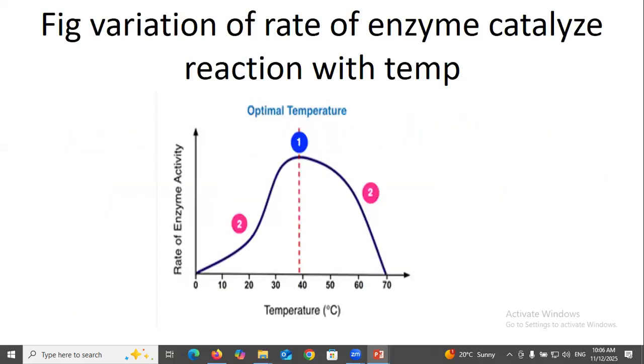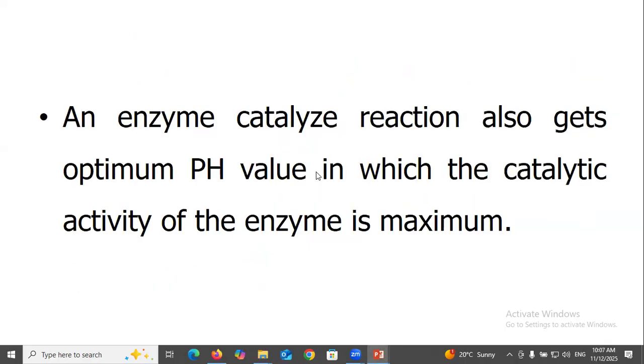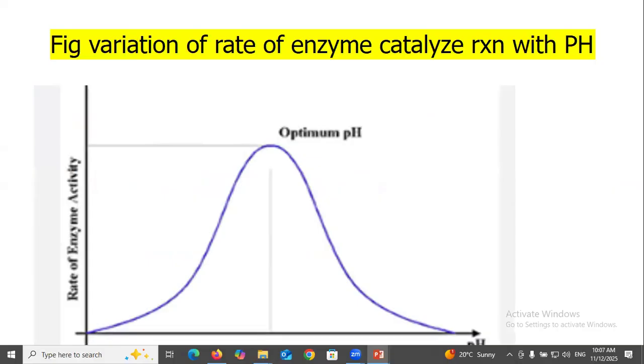The figure shows the variation of rate of enzyme catalyzed reaction with temperature. This point is the optimum point in this reaction. 40 degrees Celsius is the optimum temperature, and the catalytic activity of the enzyme increases up to it and is completely destroyed at high temperature. An enzyme catalyzed reaction also has an optimum pH value at which the catalytic activity of the enzyme is maximum. The rate of the reaction decreases as the pH increases or decreases from the optimum value. Variation of enzyme catalyzed reaction with pH. This range is the optimum pH.